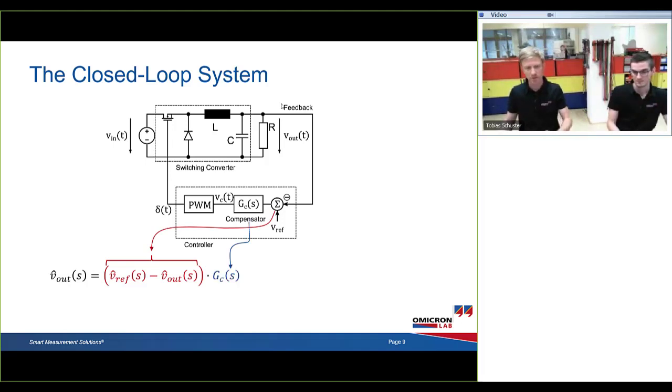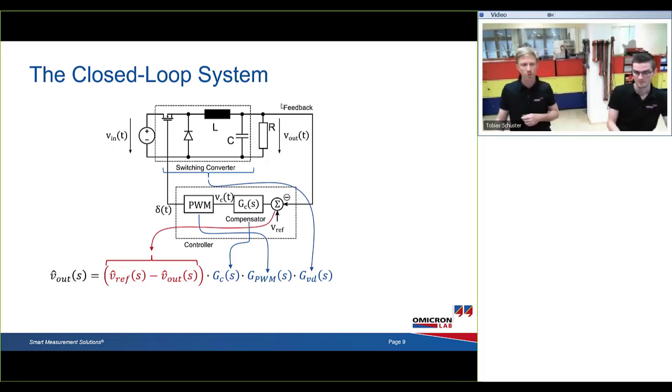Then the error voltage is fed into the compensator, so it's multiplied by the compensator transfer function. Then it's fed into the PWM block, multiplied by the PWM transfer function. Then we have the duty cycle signal, and that is fed into the open loop plant transfer function. And then we are back at the output voltage. So that's the formula for the output voltage.